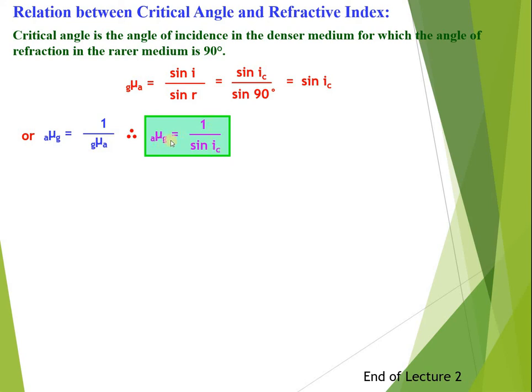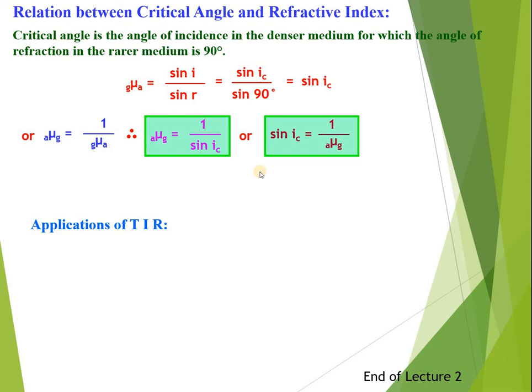So we can say that the refractive index is the reciprocal of the sine of the critical angle, I must say, or the sine of the critical angle is the reciprocal of the refractive index of the denser medium with respect to the rarer medium.